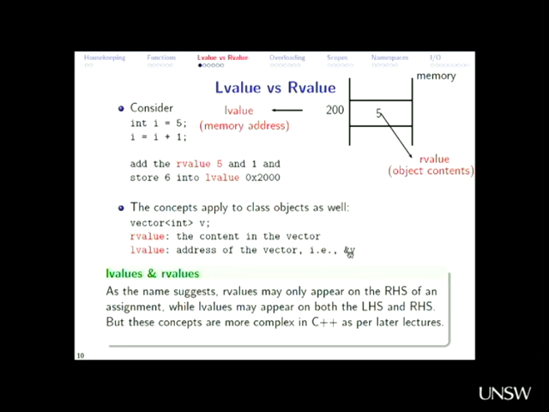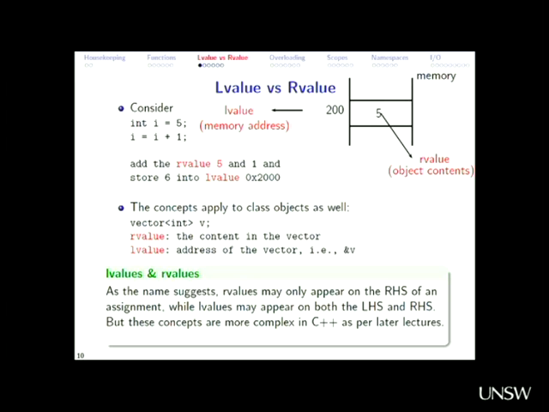Okay? Now, R values, so the actual values of things, can only be on the right-hand side. L values can be on either the left-hand side or the right-hand side. What that means is I can say i is equal to 1, okay, i being the L value and 1 being the R value.